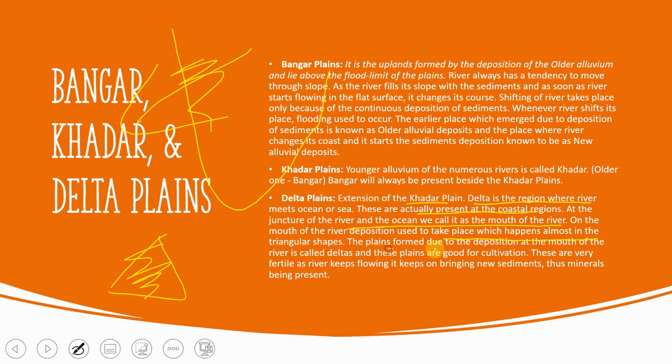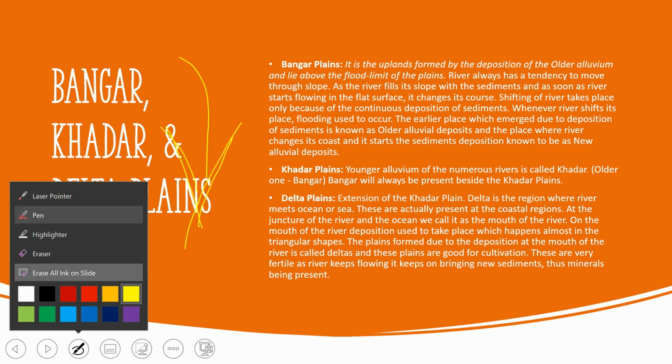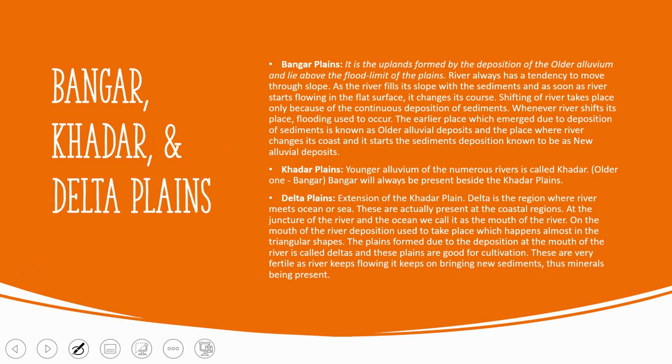These plains formed due to deposition at the mouth of the river are called deltas, and these plains are good for cultivation. A lot of fertility is present, and they are very fertile. As the river keeps flowing, it keeps bringing new sediments, and thus minerals are present, because every time it gets replenished with the new minerals brought by the river.